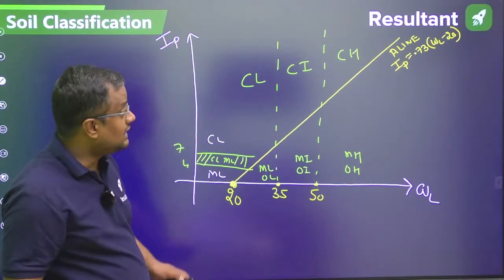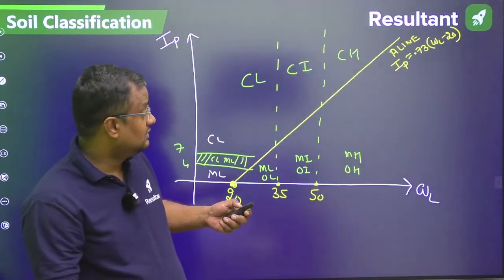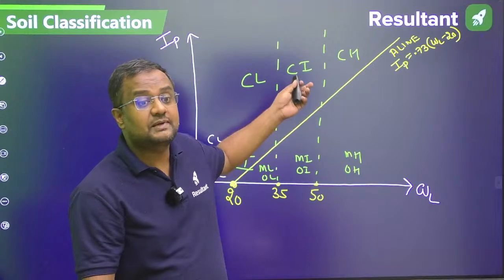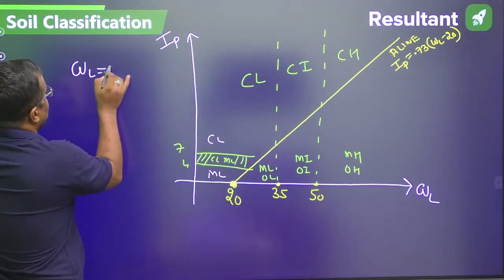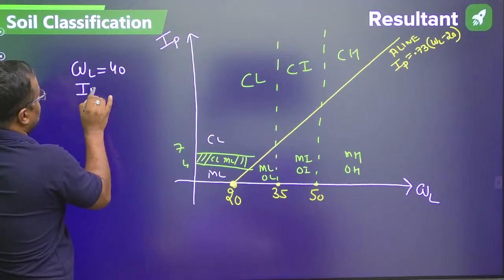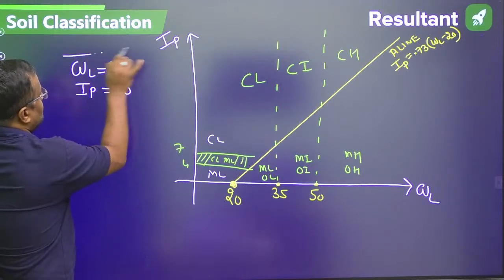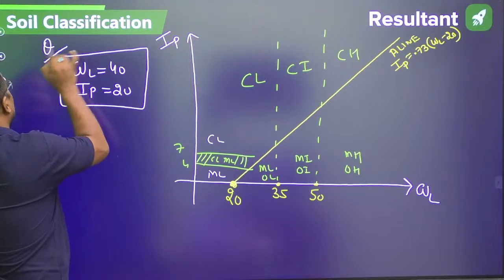Okay, so guys, clay or silt is distinguished on the basis of this plasticity chart. How? Let me tell you. They will give the question, suppose WL is 40 and IP is 20. So we have to identify whether it is clay or silt.